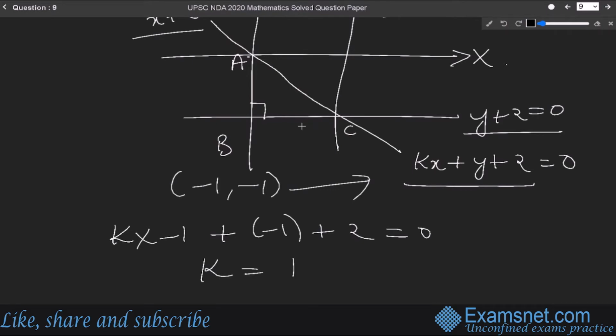See, these are very simple questions. You just have to remember all the basic concepts of equations of triangles, and if a triangle is having the equations of two sides.